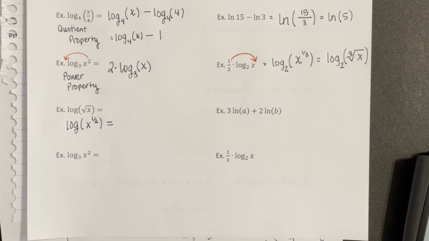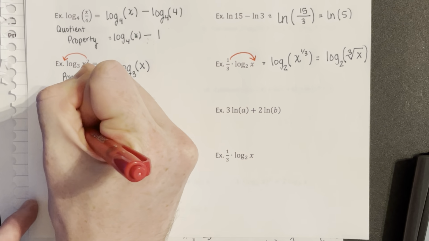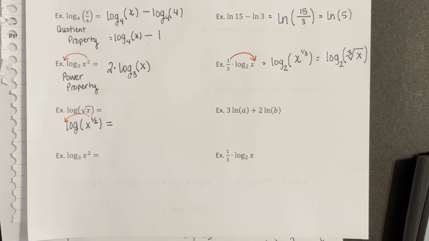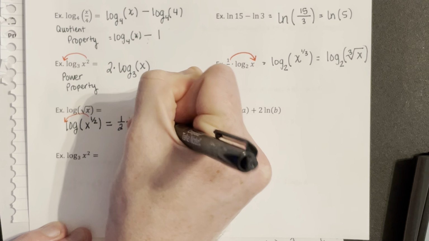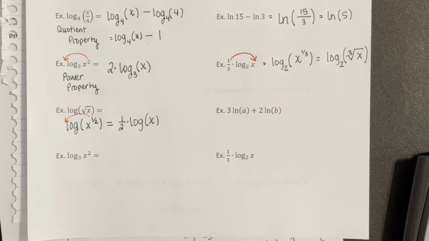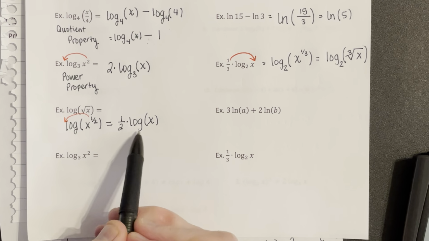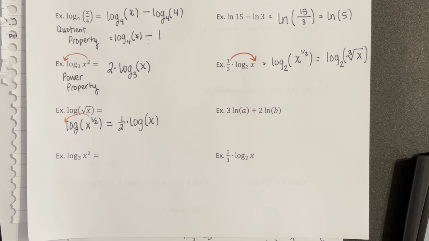We're going to take that power and bring it to the front of the log. So it says 1/2 times the log of x. This one is a common log. It's base 10 because it didn't have a base written.